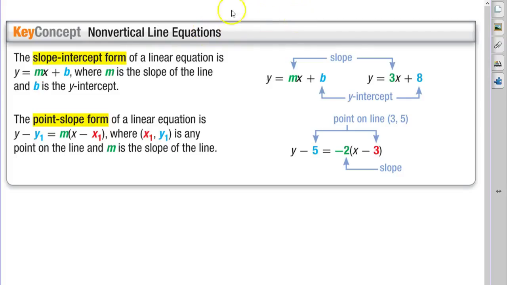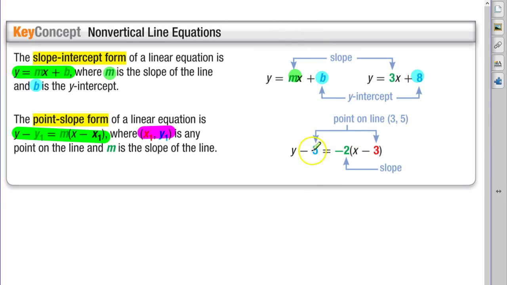The two forms you should be familiar with from Algebra 1: slope-intercept form, y equals mx plus b, and point-slope form, y minus y1 equals m times x minus x1. For both of them, m is always the slope. So if the slope is 3, we have 3. Where things are different is if you already have the y-intercept, you can just plug that in for b into the equation. If you have the slope but you don't have the y-intercept, then you need a point, depending on the problem.